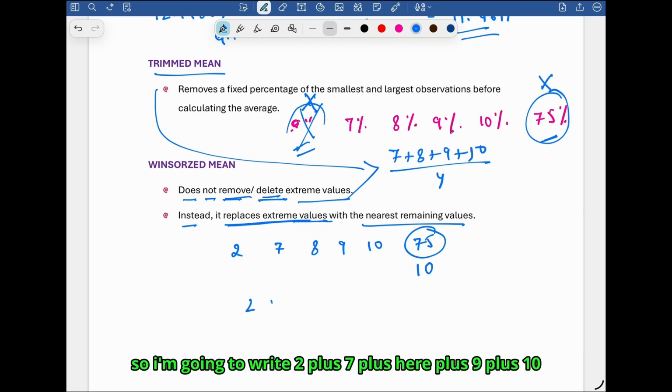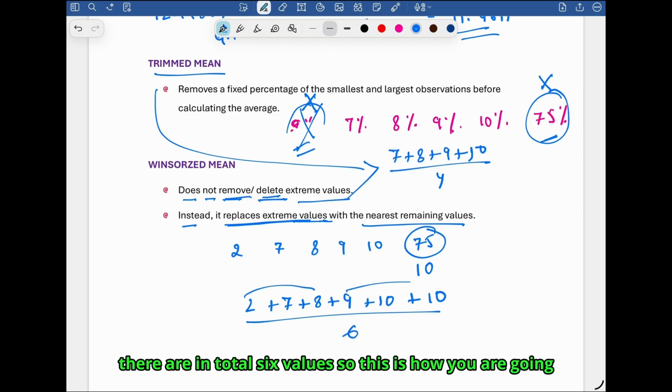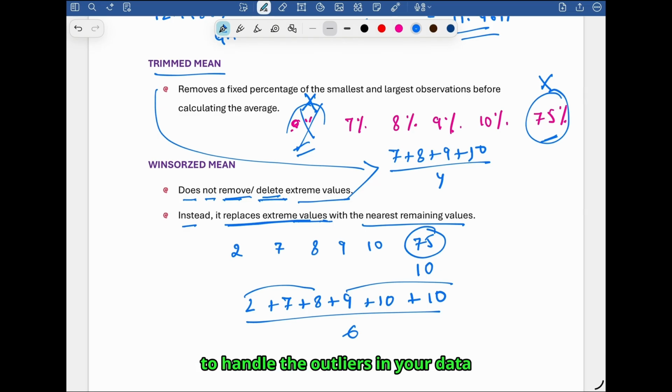So I'm going to calculate 2 plus 7 plus 8 plus 9 plus 10 plus another 10, then divide by 6, because there are in total 6 values. So this is how you are going to handle the outliers in your data.